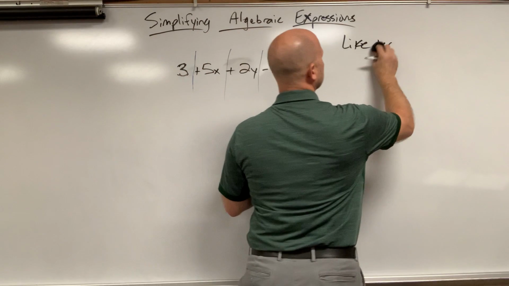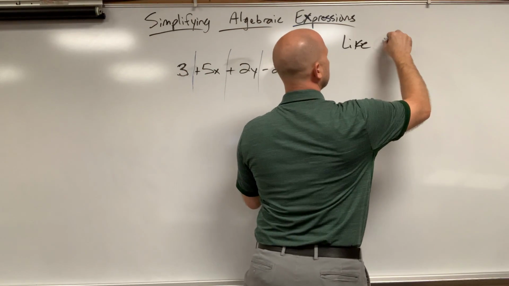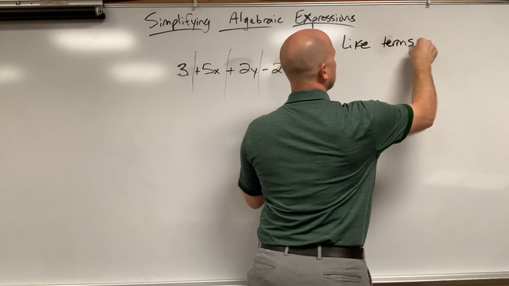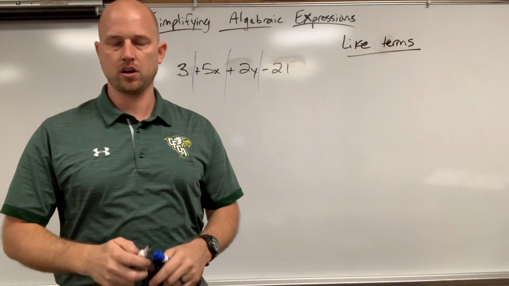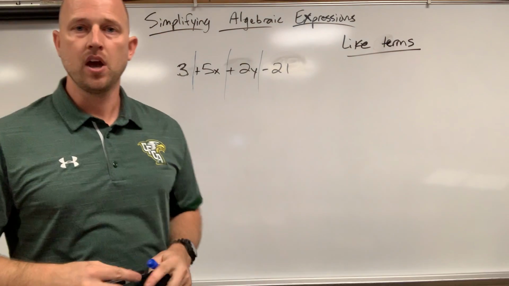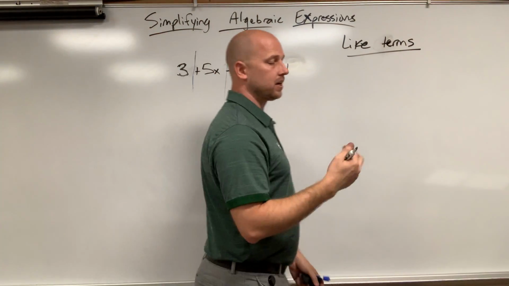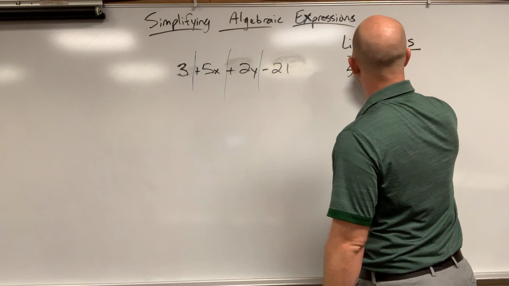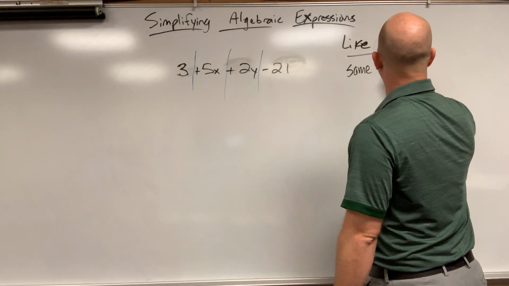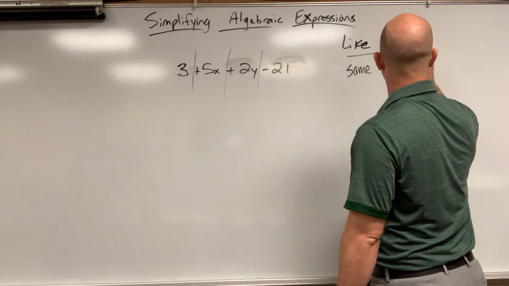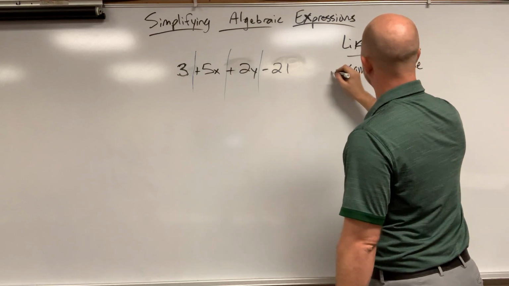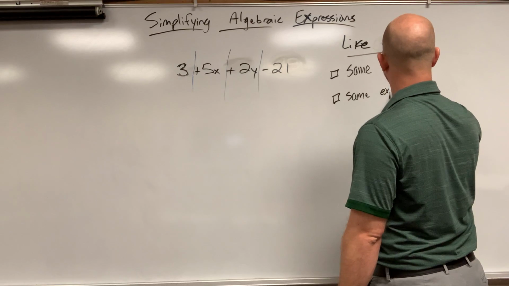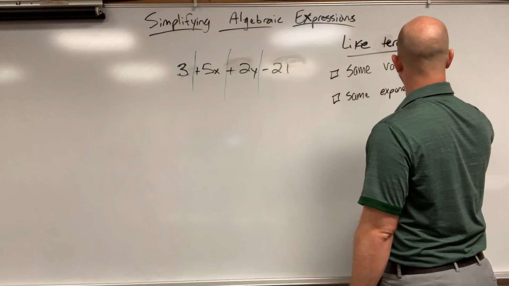We're trying to find like terms. So what makes a term, or two terms, like each other? What makes them similar? I like to think of it as two check boxes we need to look at. Same variable. That's kind of the first box. And the second box is same exponent.